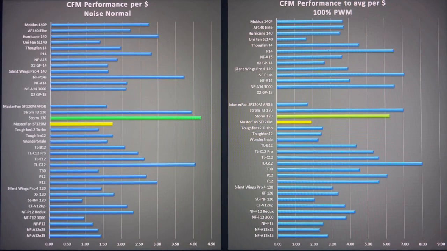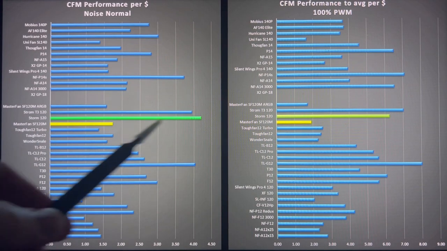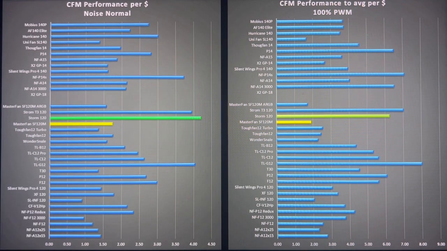Taking a look at CFM per dollar performance, the Storm is a chart topper. It is a truly excellent result in this noise normalized test. And the Master Fan SF120M is still slightly above average, with the ARGB version just a little bit behind it. So it's not a bad result. It is a good fan for its price.